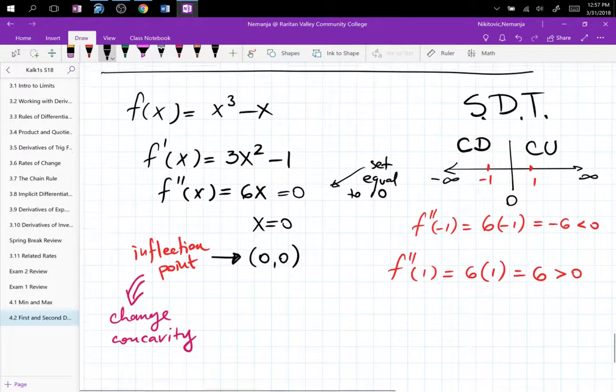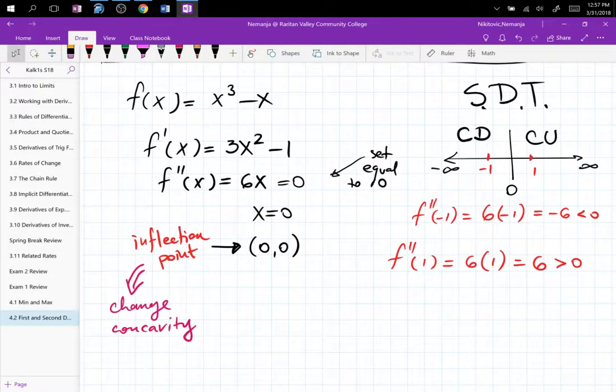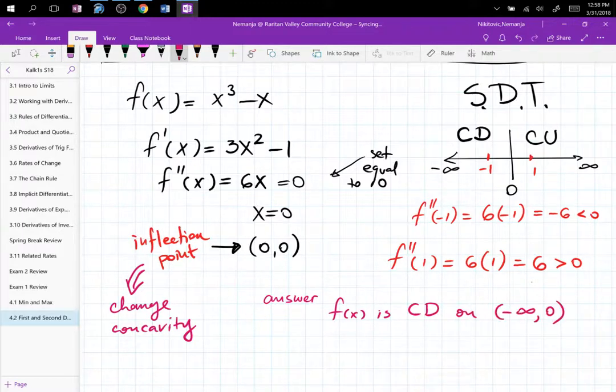And now I see that we can write the answer the same way. Function is concave up on the interval negative 1 to, sorry, 0, in negative infinity to 0. So answer: f of x is concave down on negative infinity to 0. f of x is concave up on 0 to infinity.